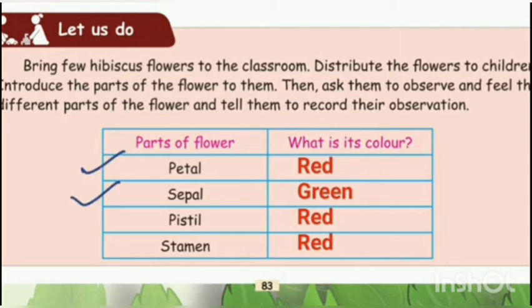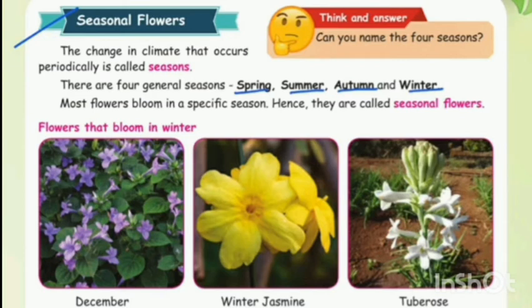Let us move on to the seasonal flowers, children. Think and answer. Can you name the 4 seasons? What are the 4 seasons? Spring, summer, autumn, and winter. The change in climate that occurs periodically is called seasons. The 4 general seasons are spring, summer, autumn, and winter. Most flowers bloom in a specific season. Hence, they are called seasonal flowers.